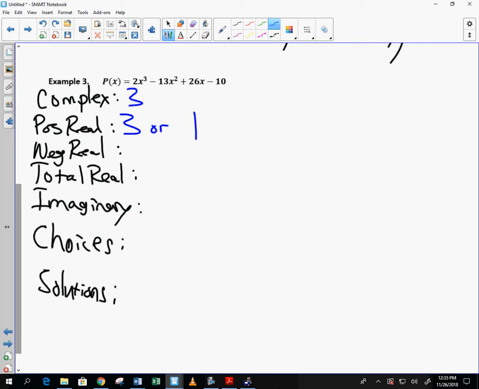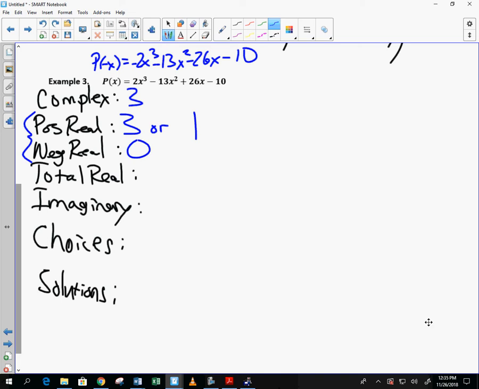Remember, when you do the positive and negative real, you have to decrease by a factor of 2. Okay? So I've got 3 or 1. I will look at the negative one. So I do p of negative x. And that produces negative 2x to the third minus 13x squared minus 26x minus 10. How many sign changes do we have there? None. There's none. So let's pair these up.